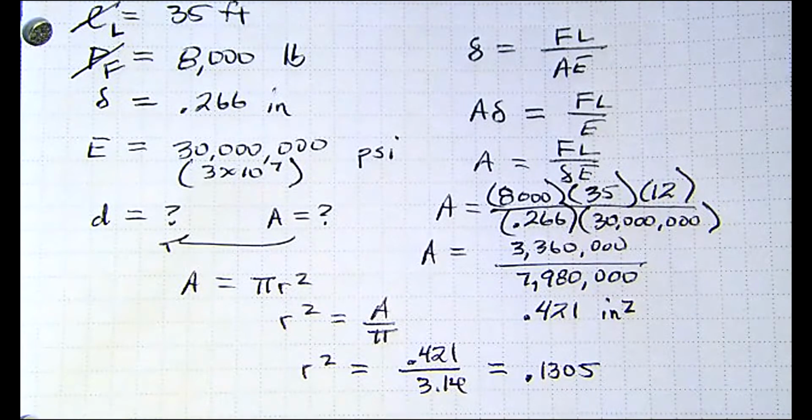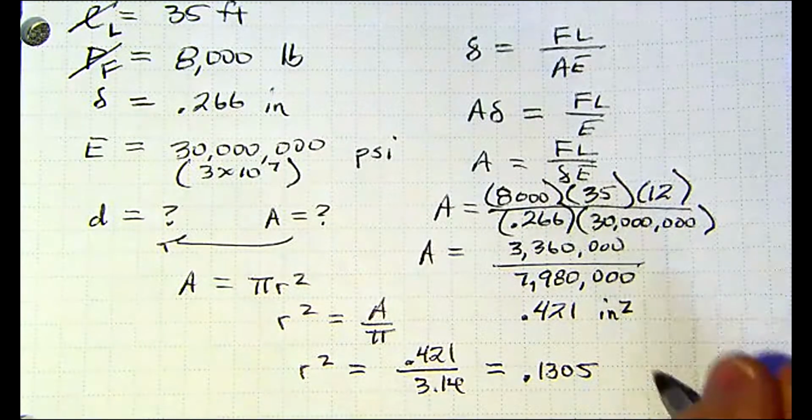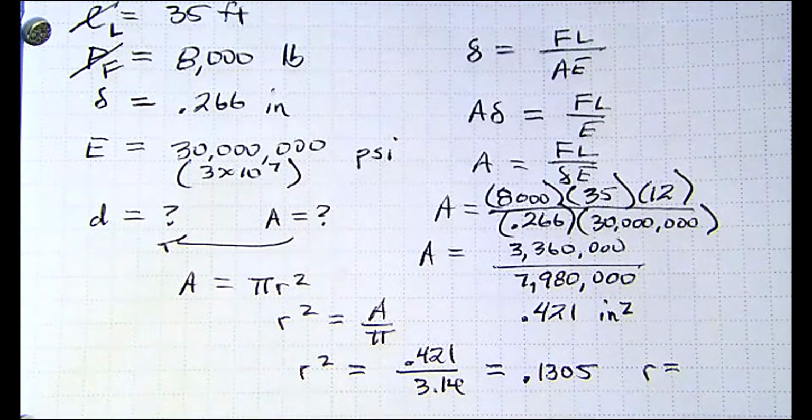Okay, she said 0.1305. Well, that's great, except guess what? That's not radius. We don't even want radius, we want diameter. That's the radius squared. So now we've got to take that number. Hey Siri, what is the square root of 0.1305?